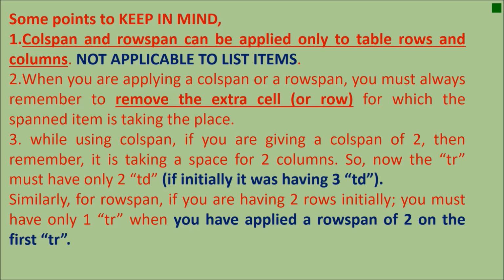While using colspan, if you are giving a colspan of 2, then remember it is taking the space of 2 columns. So now the TR must have only 2 TDs if initially it has 3 TDs. Similarly for rowspan, if you are having 2 rows initially, then you will have 1 TR when you apply a rowspan of 2 to the first row.